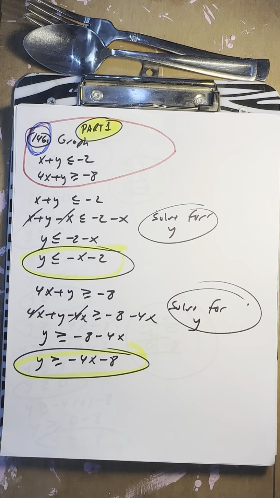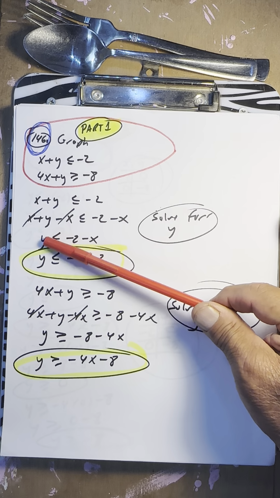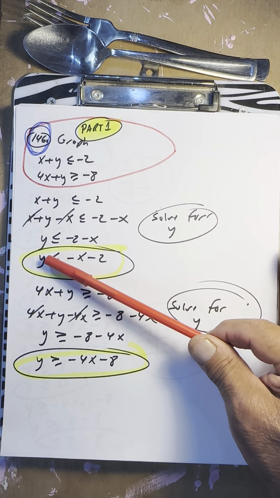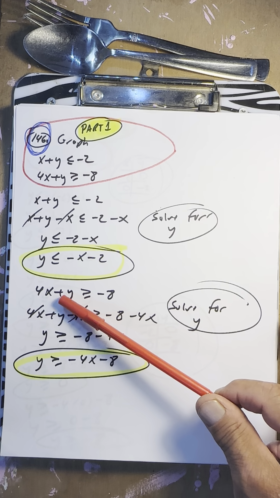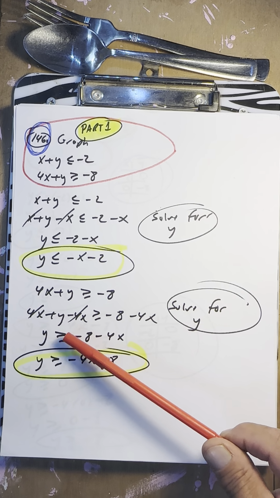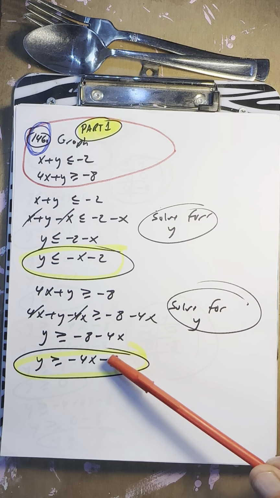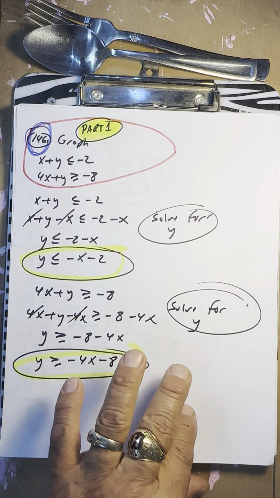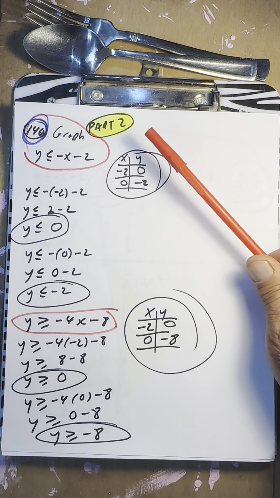Oh my gosh, systems of linear inequalities. That's fine. Solve for y in the first one. Get rid of the x's. So y is less than or equal to negative 2 minus x, or y is less than or equal to negative x minus 2. Second one, let's solve this one for y too. Minus 4x, so y is greater than or equal to negative 8 minus 4x, or rewrite it this way. So we have these two right here. I'm going to use those. On the next one, get some points. And the points I'm going to use, I'm going to put negative 2 in there.